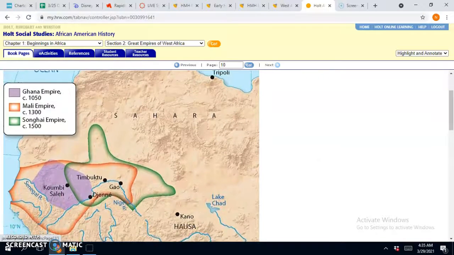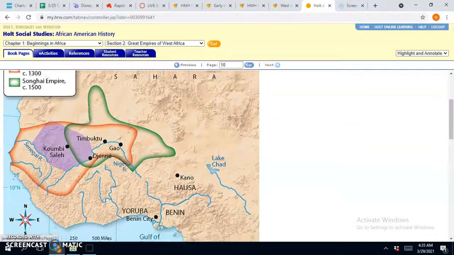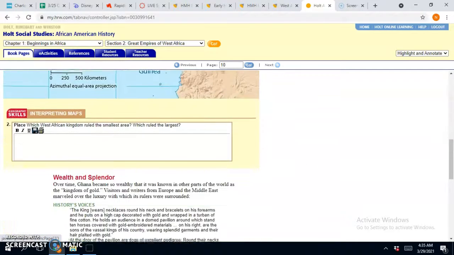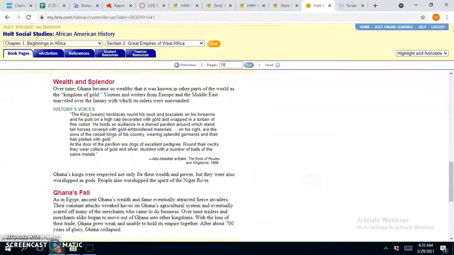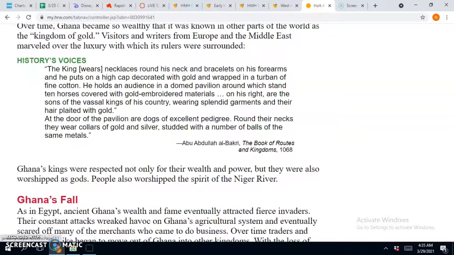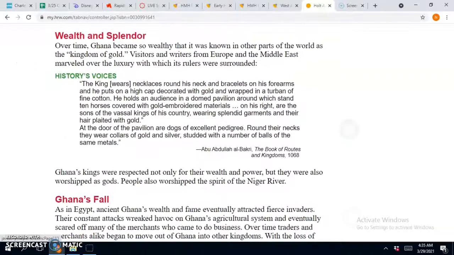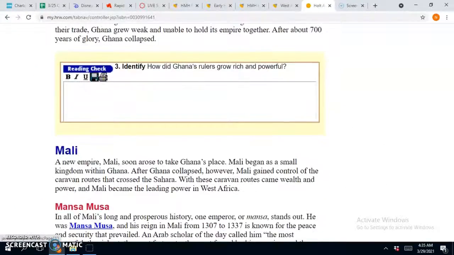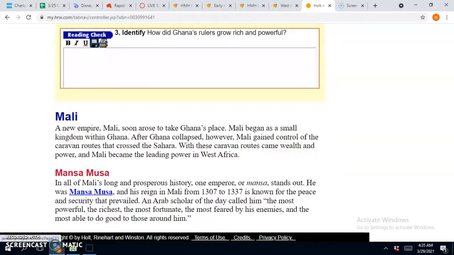And again, you can pause these as you need, but you would read the pages. You don't have to answer the questions, you just need to read the pages.